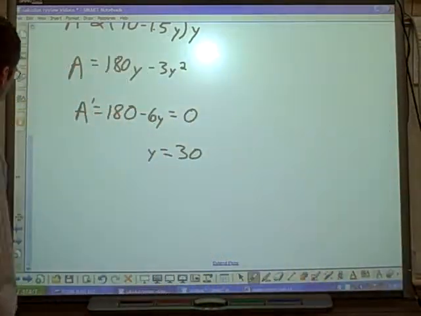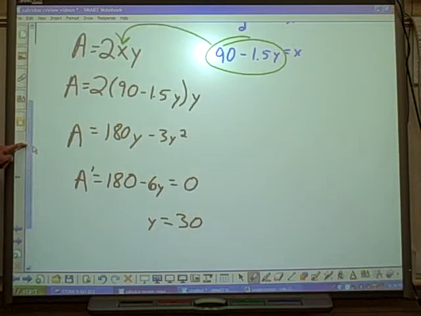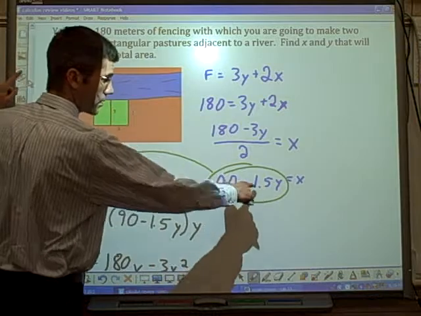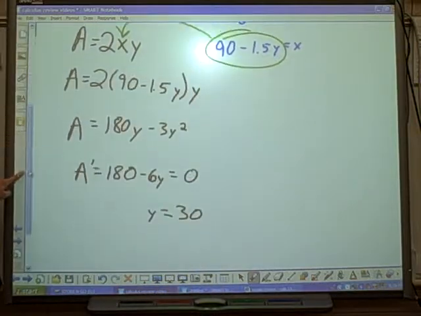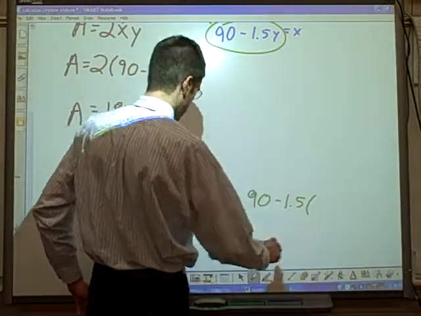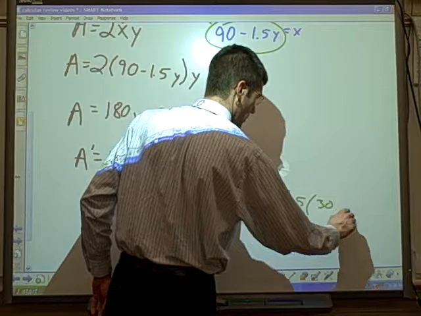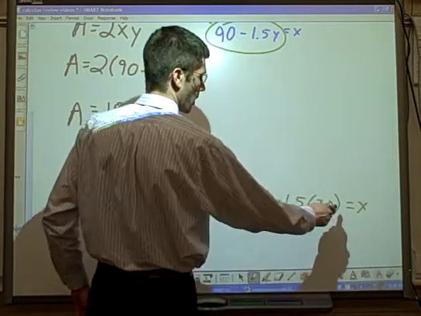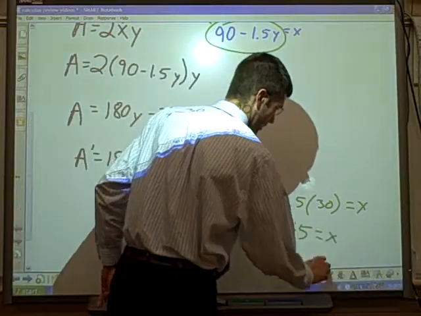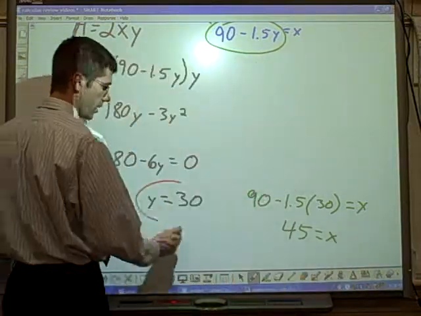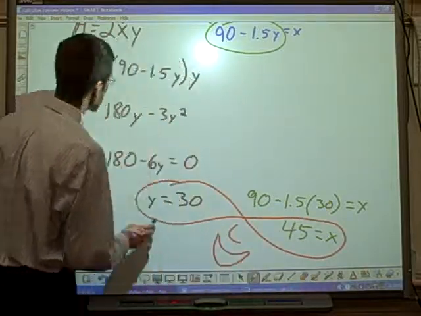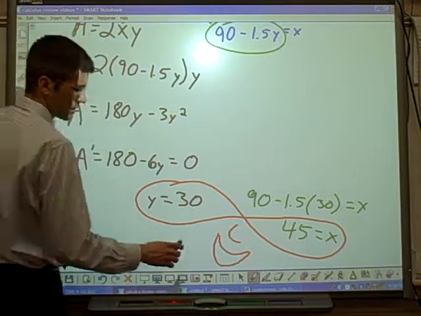Now that we know y, we can very easily find x. Once we find x, we're done, because that's all it asked for. It did not ask for the area. So all we have to do is plug y in, and we'll find x. 90 minus 1.5 times 30, and that is equal to x. Let's see, 1.5 times 30 is 45. 90 minus 45 is 45, and that is equal to x. Again, it did not ask for the area. If it did ask for the area, then all we would have to do is plug it into that formula right there, the 2xy, but it didn't ask.